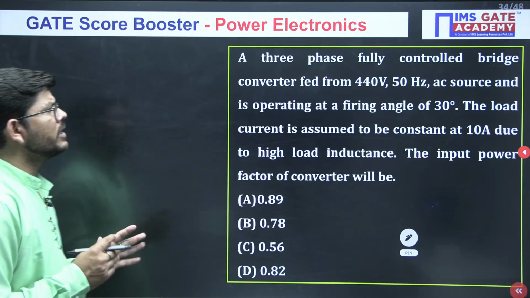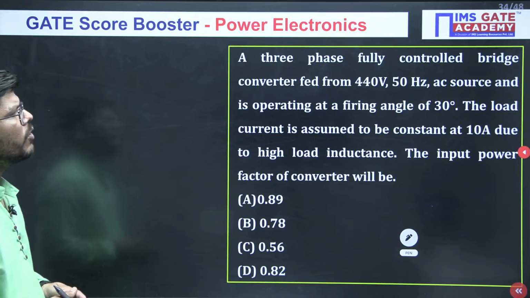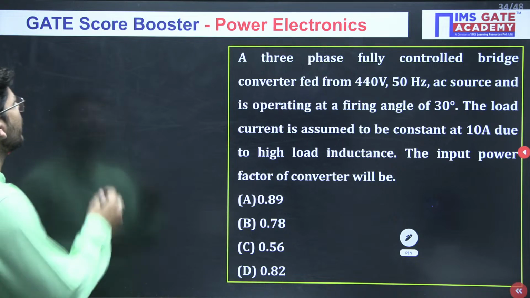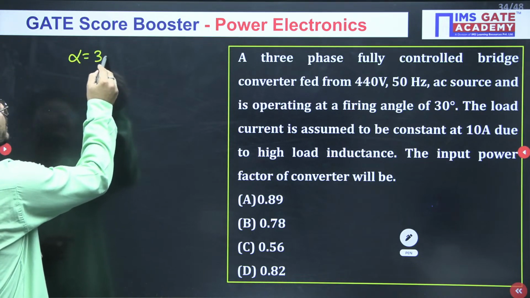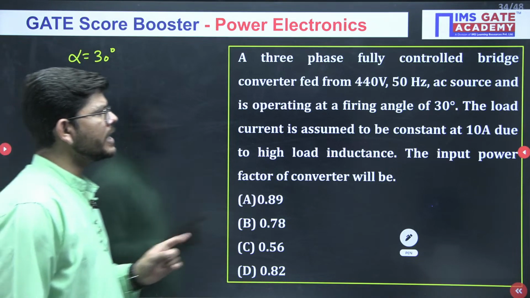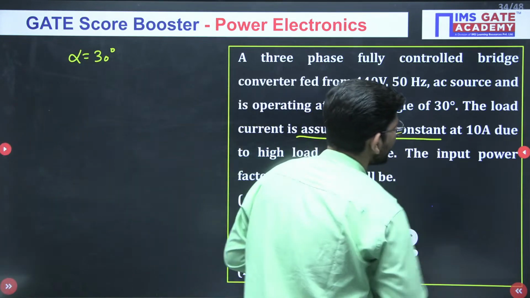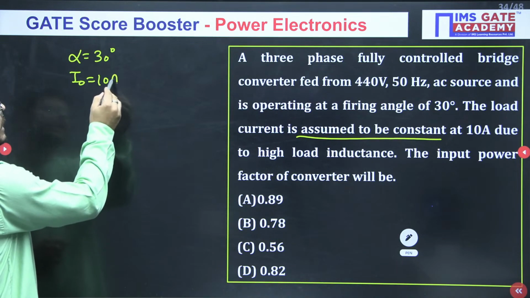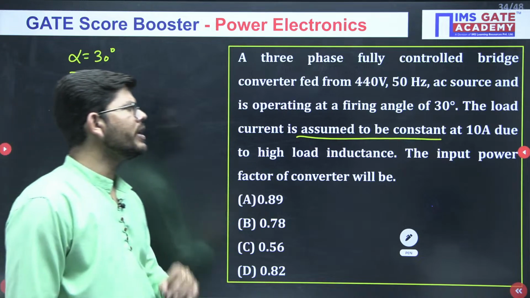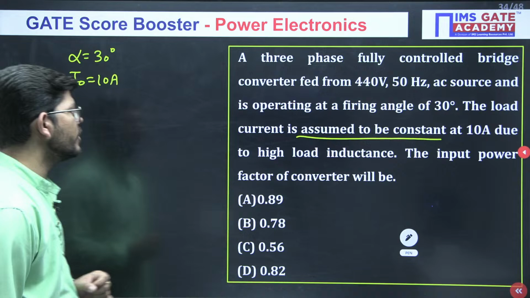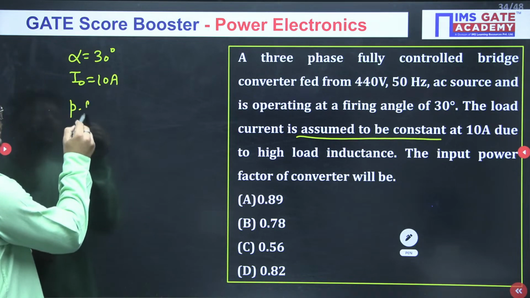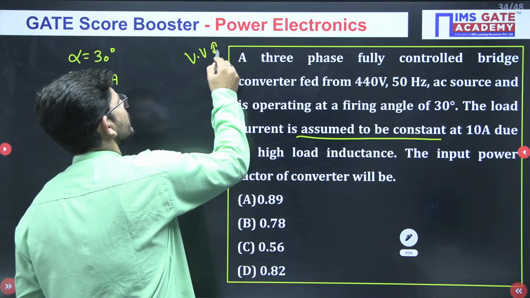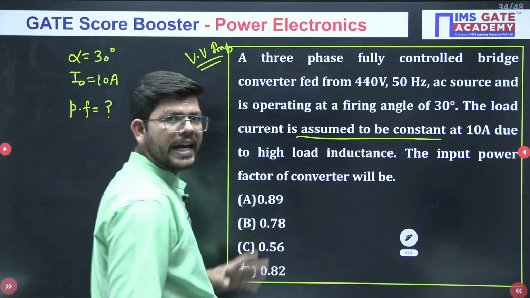Now next question. The three-phase fully controlled bridge converter is fed from a 440 volt 50 Hz AC source and is operating at a firing angle of 30 degree. Alpha is given as 30 degree. The load current is assumed to be constant at 10 ampere. Due to high load inductance, what will be the input power factor of the converter? This is what you have to calculate.